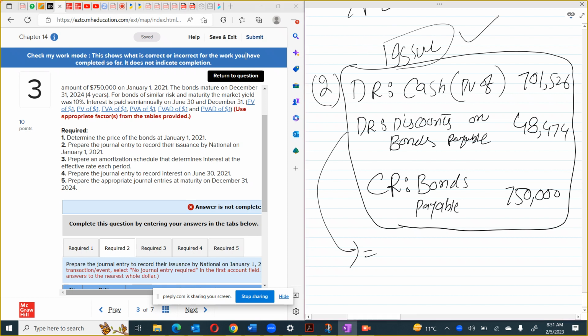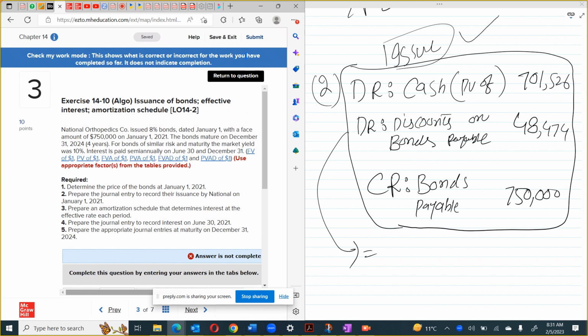Remember, at issuance you will debit cash. Why are you debiting the cash? Because you are receiving the cash. Now, what is the meaning of you? Meaning of you is the company, National Orthopedics Company, whichever company is given in the question. So if we are preparing the entries for the issuers only, the reason is that we are not obliged to prepare journal entries for the investors. Investors would have their own accountants.